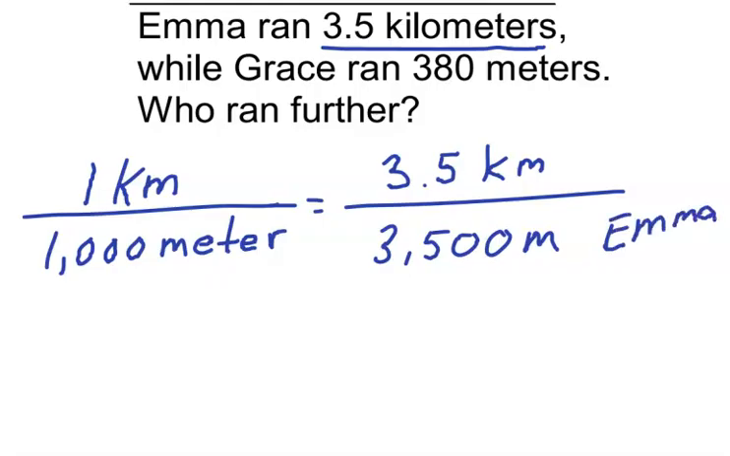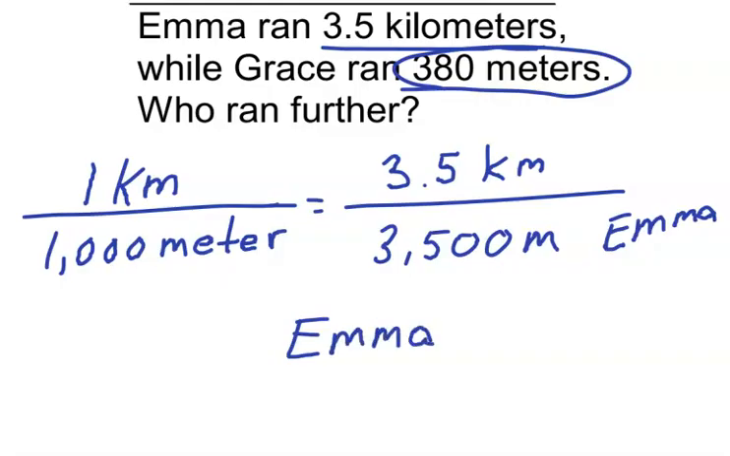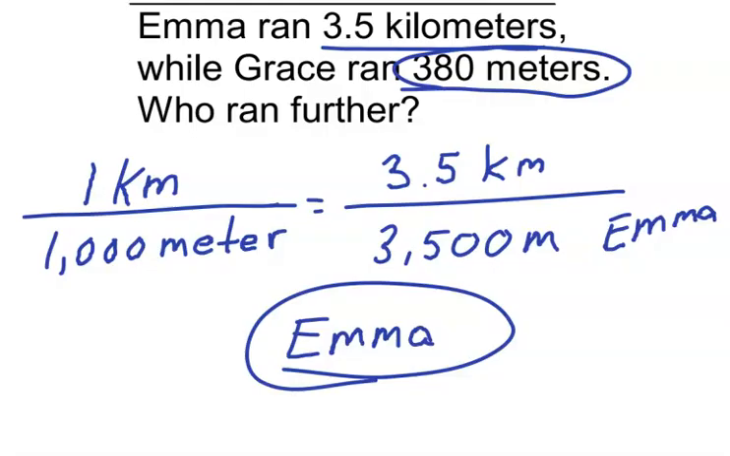Okay, and then while Grace ran 380 meters. Well, which one is more, 3,500, which is what Emma ran, or 380, which is what Grace ran? Well, clearly Emma ran further. Not just a little bit further, but a lot further. Okay, so 3,500 in comparison to 380, totally big difference there. Emma ran further. That's your answer for that one.